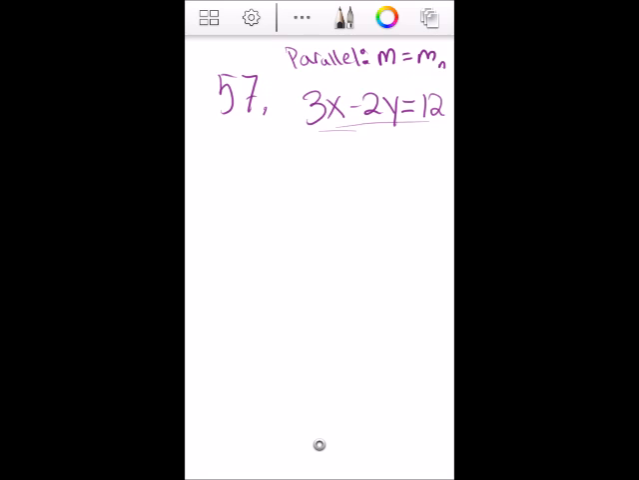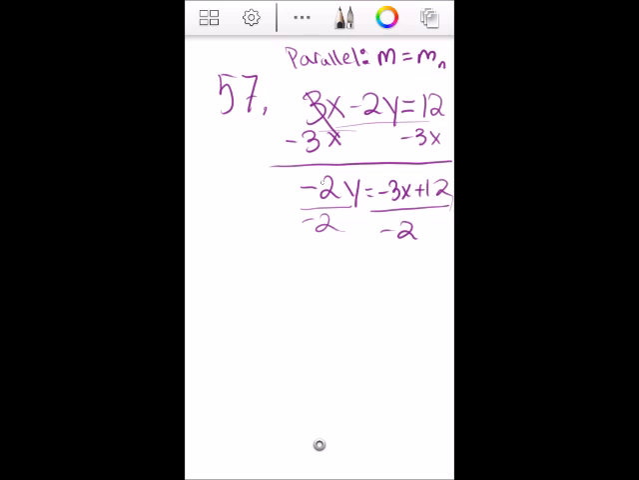Easy, easy. In order to get to slope-intercept form, we have to get y by itself. So the first thing I need to do is get the x's out of here. So I'm going to subtract 3x here and subtract 3x here. So 3x minus 3x cancels. I bring down my negative 2y, and on this side we have negative 3x plus 12. And now we just need to get the y by itself here. So in order to do that, we'll divide by negative 2. We'll divide by negative 2.